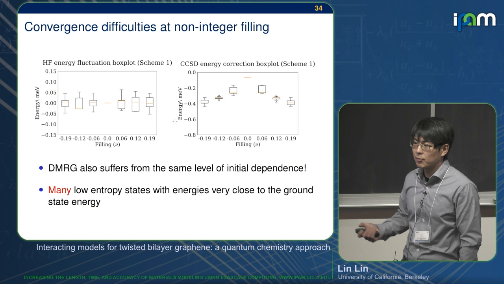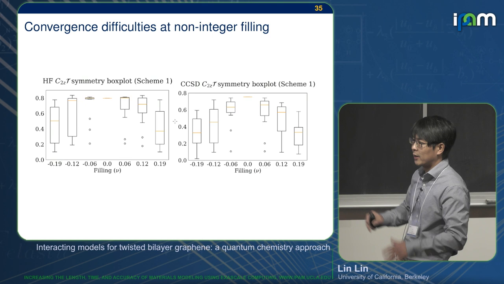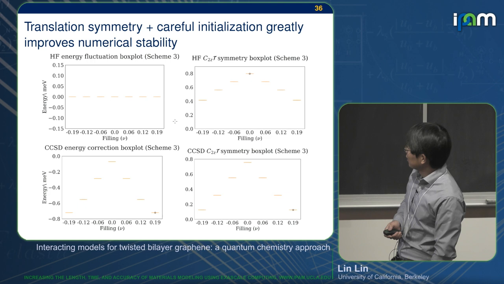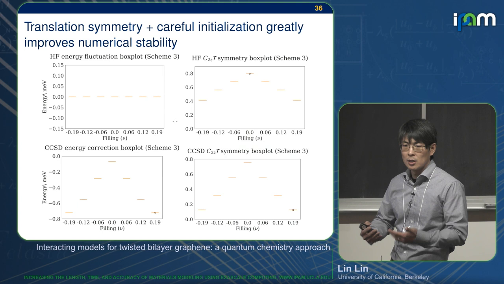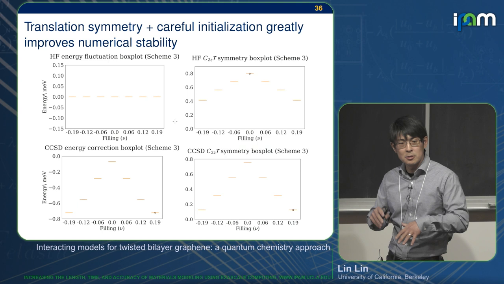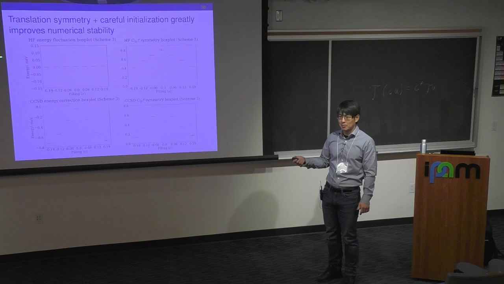If you look at the C2ZT symmetry breaking, you again see very large fluctuation. The statistical pattern still looks very much similar, but if you look at individual points, there's a fair amount of fluctuation, so you kind of have to look at the 2D phase diagram to get some idea. But fortunately, recently we found something we don't quite understand, but it works tremendously well, which is if you impose translation symmetry, but that also means that you cannot probe translation symmetry broken phases, but also some physically motivated careful initialization that is related to the quasi-particle spectrum of the system. It's a very simple thing, but it does draw some non-trivial insights from this specific model. Then this greatly improved the numerical stability. Like from all this C2ZT and correlation energy, you can see that they pretty much converge.